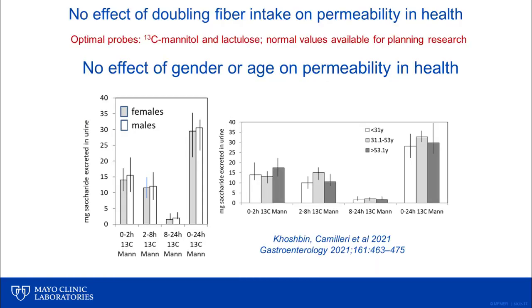Our studies suggested that the optimal probes were 13 carbon mannitol and lactulose. Why do I say that? I say that because we also found contamination at baseline with rhamnose and of course with sucralose, which is used to sweeten so many foods and so many drinks that it's very difficult to exclude it if you're doing these types of studies. So on balance, we felt that 13 carbon mannitol and lactulose, particularly using lactulose at only 1 gram total amount, would be the optimal probes for measuring permeability.